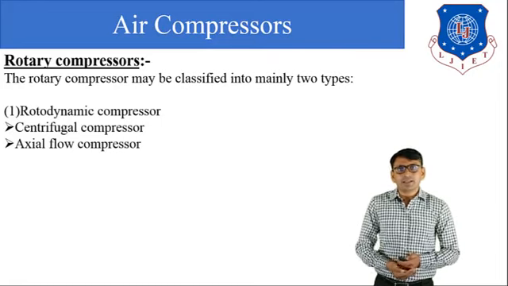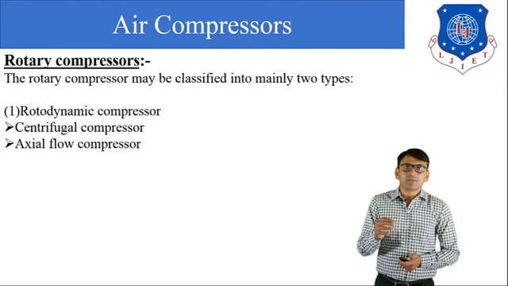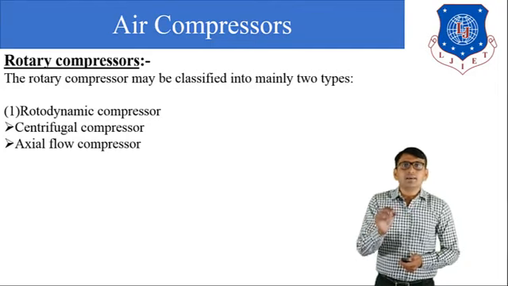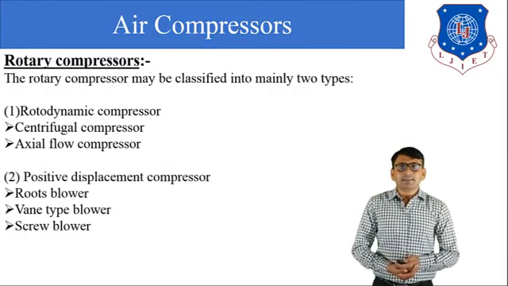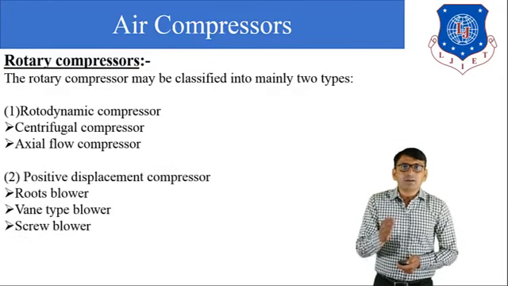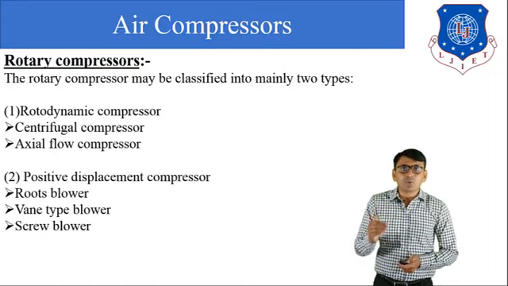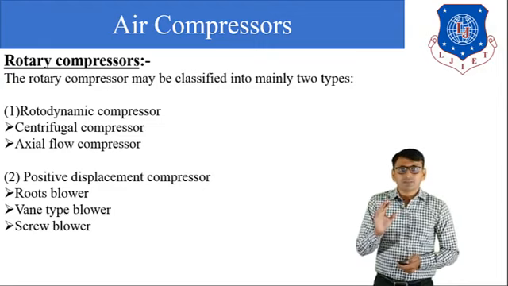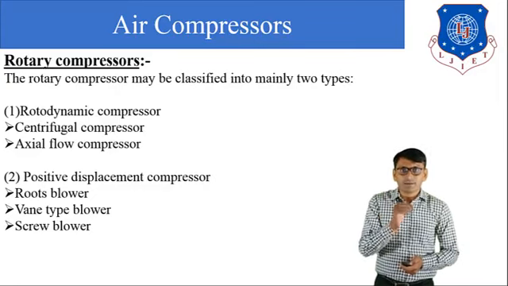So first one, that is rotodynamic compressor. In that, first one centrifugal compressor and second axial flow compressor. Then the second classification, that is positive displacement compressor. In that, first one root blower, second one vane type blower, and third screw blower. So we will discuss all these topics one by one.